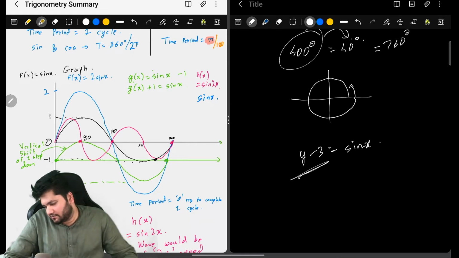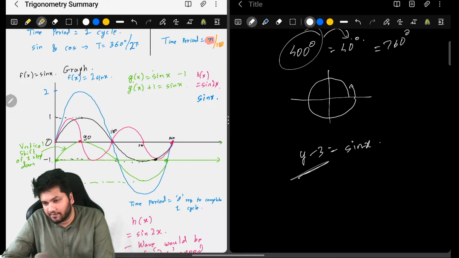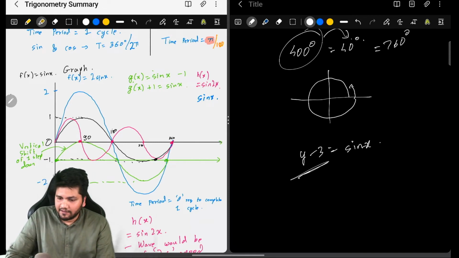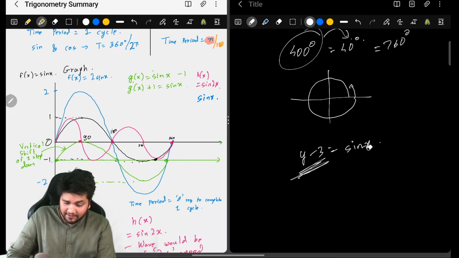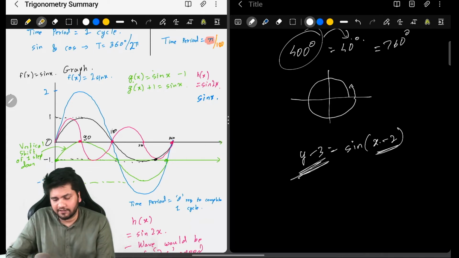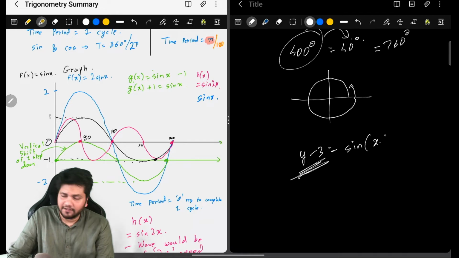Now, the theories are different. Maybe I'll take some other video of this sketching thing. But here, y minus 3 is equal to sine x. So there is a change in y. Similarly, if there is x minus 2, then it will shift two steps on the positive side of the x-axis. You have this in quadratic, but you don't have it in trigonometry. That's why I'm not going to get into the detail about it. But the rule is the same. If I'm changing y with respect to minus 3, it will take three steps up.